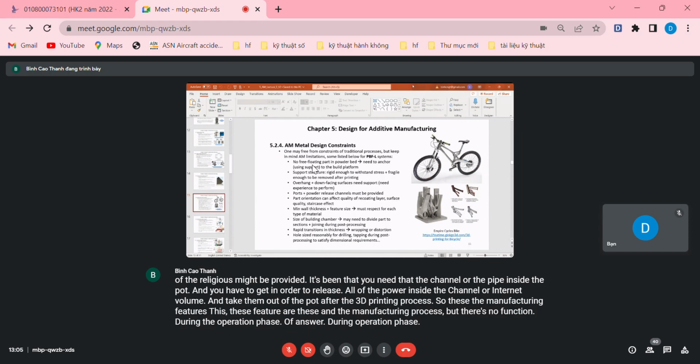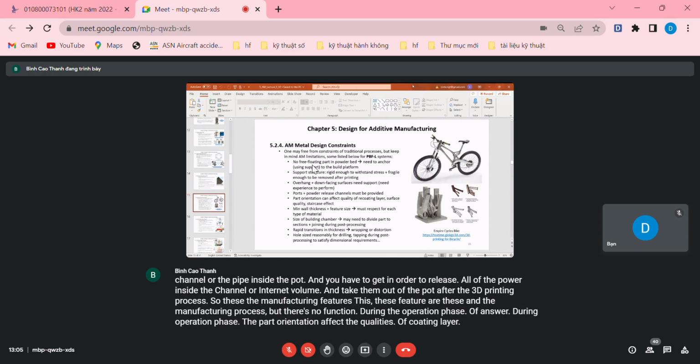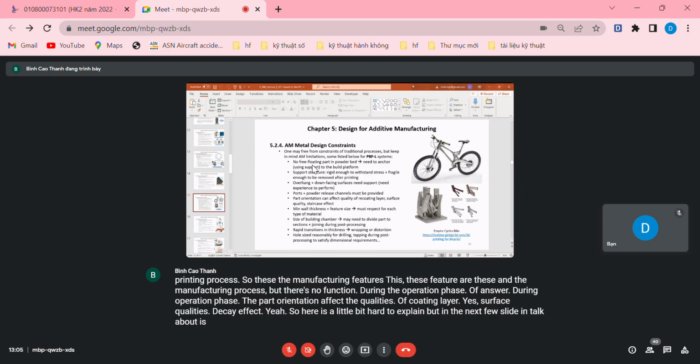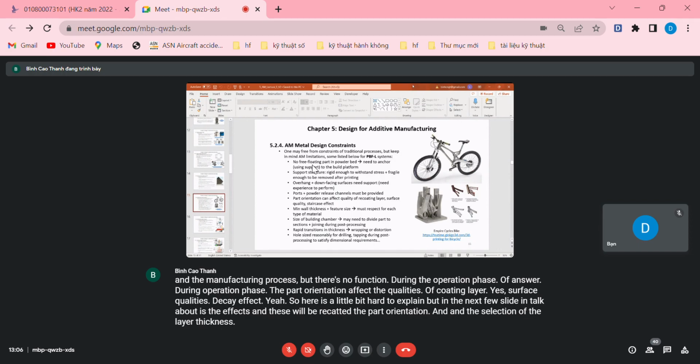The part orientation affects part quality, such as the quality of the coating layer, the surface quality, and the staircase effect. It is a little bit hard to explain here, but in the next few slides we will talk about the staircase effect, and this relates to the part orientation and the selection of the layer thickness. The larger the layer thickness, the higher the staircase effect you would have.